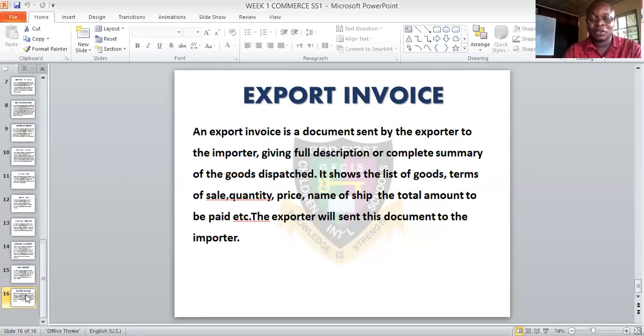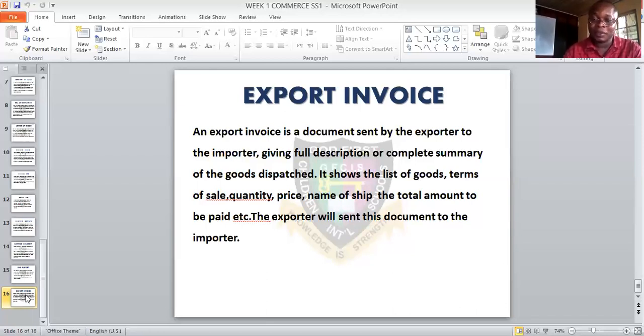Then we also have the export invoice. The export invoice is one of the documents sent by the exporter to the importer, giving a full description or complete summary of the goods dispatched. It gives the full details about the goods, or summarizes the goods that they want to dispatch at the port.